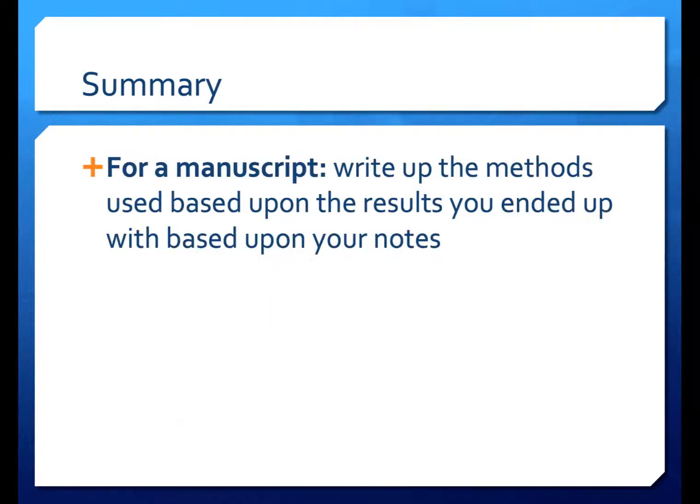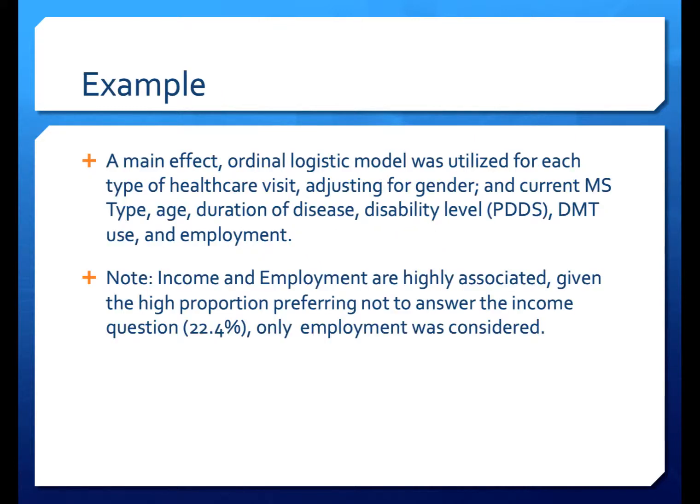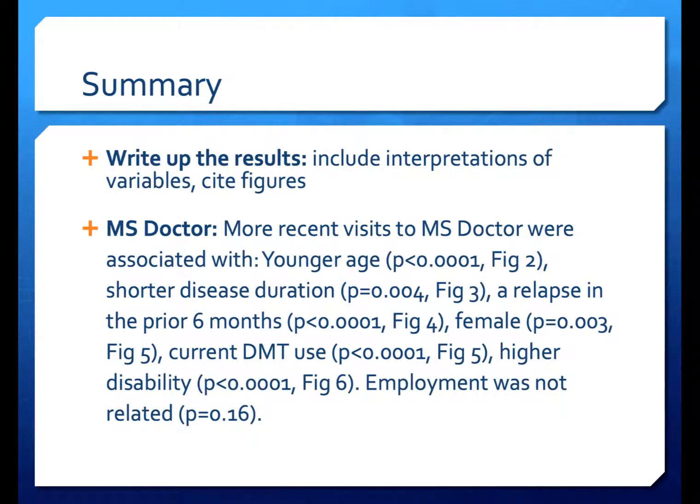The figure is very helpful, but you'd want to write up the methods based upon your results using the notes that you had, and that would be listed here. So main effect, ordinal logistic model, utilized for each type of healthcare visit, adjusting for gender, current MS type, age, duration of disease, disability levels, medication use and employment. And then a note here about income and employment, because they're highly related. We only used employment. And then you'd want to write up the results. And so here's a very straightforward list of the results with the figures that were referenced. And I will post this poster for you to see.